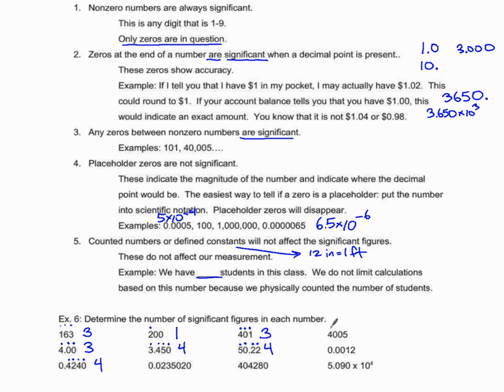4,005, non-zero, non-zero, zeros in the middle. Rule 1 and rule 3. This one has 4. 0.0012. These 2 are significant, and these zeros do not show accuracy. These are placeholders. They show me where the decimal point goes. They show me how big this number is. They are not significant.